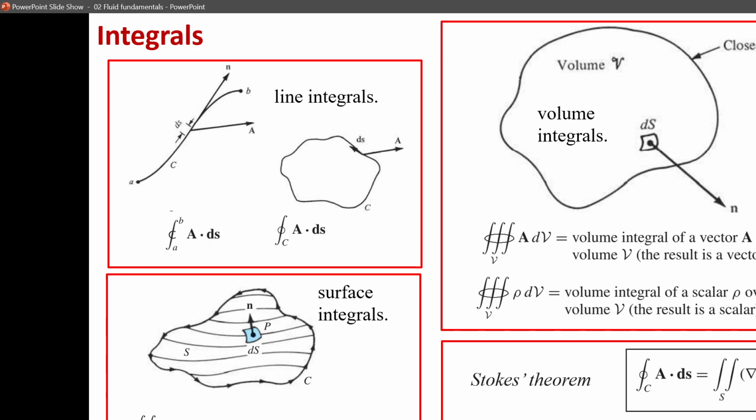The Stokes theorem converts a linear integral of a parameter to a double integral by just taking the curl of that parameter inside. The divergence theorem converts a double integral of a parameter to a triple integral by taking the divergence. And the gradient theorem converts a double integral of a scalar to a triple integral by taking the gradient of that parameter.